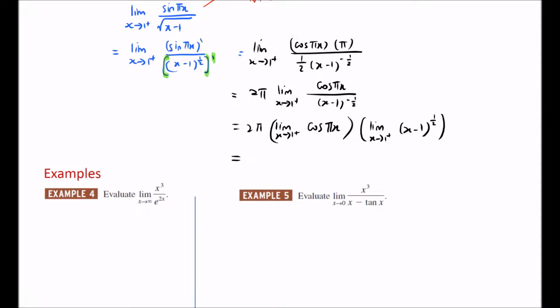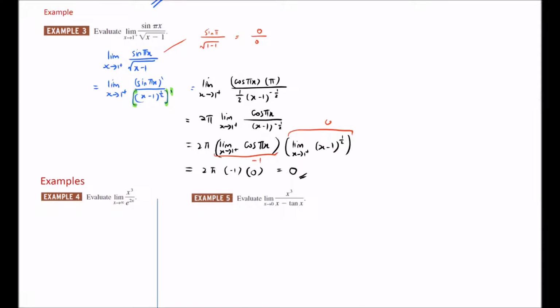So you can see when you put 1, you get 0, right? You put 1, you get minus 1. So of course the answer will be 2 pi minus 1 times 0. So you get 0. So as you can see, the indeterminate form is 0 over 0, which is not a limit. Finally, you use L'Hopital's rule, you can get the actual limit, which is 0.